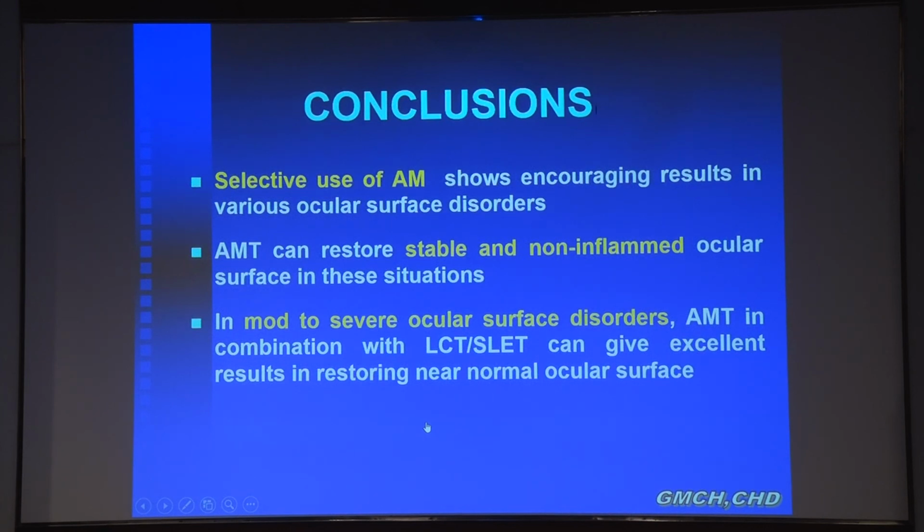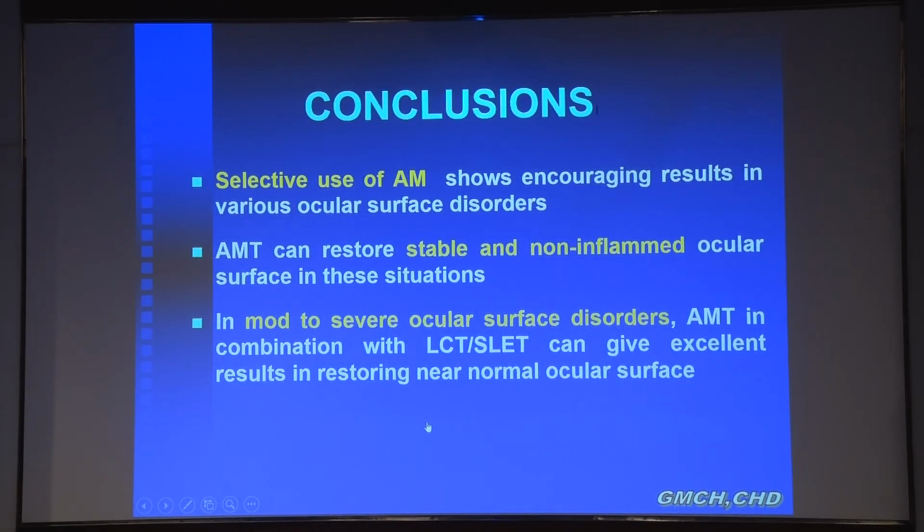So to conclude, this selective use of amniotic membrane can show encouraging results in various ocular surface disorders, and it can restore a stable and non-inflamed ocular surface in these situations. And in moderate to severe ocular surface disorders, amniotic membrane in combination with limbal stem cell transplant or SLET can give excellent results in restoring a near normal ocular surface.